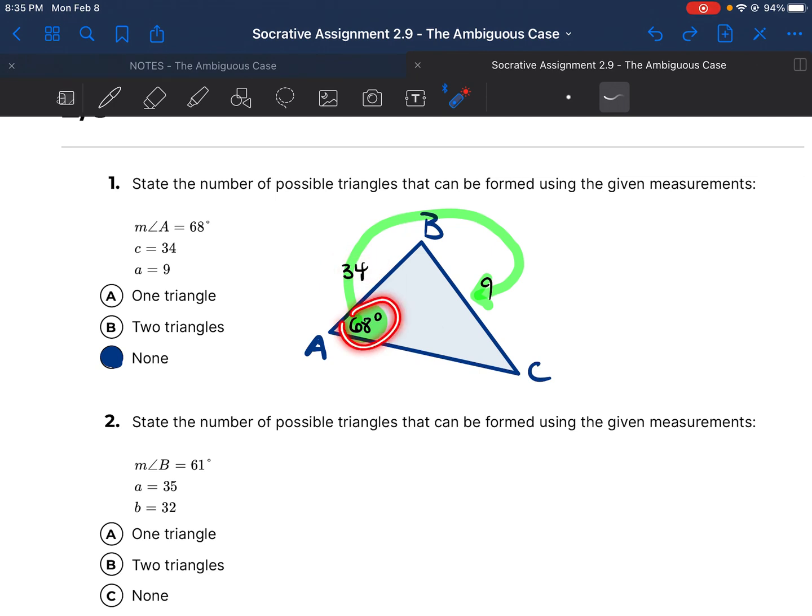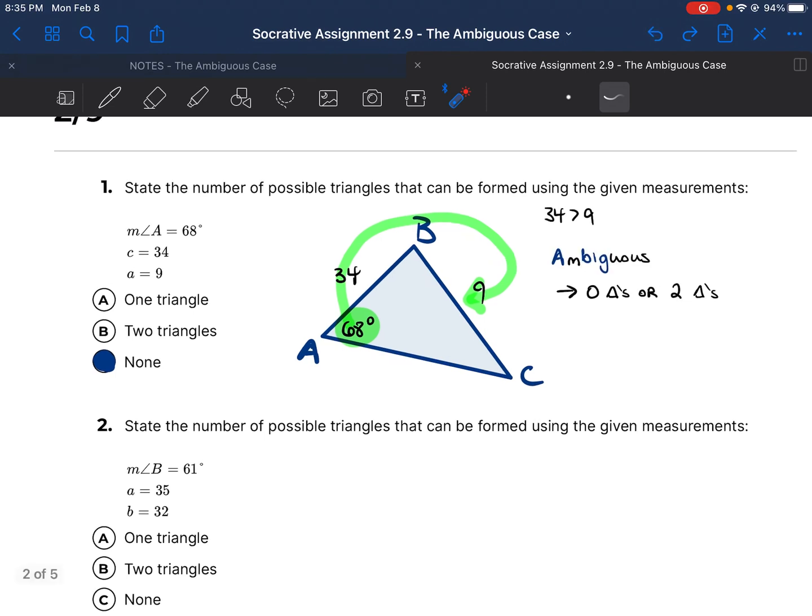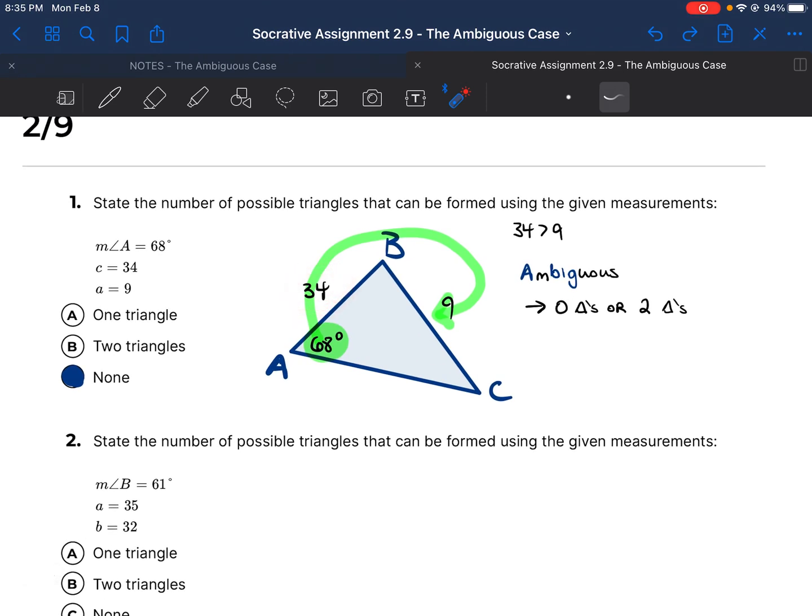And if we trace from the angle to that side across from the angle while going through the other side that's given, we can see that the other side that's given is bigger than the side across from the angle, so we fall into the ambiguous case. Ambiguous meaning there's either 0 triangles or 2 triangles. Well, let's go ahead and calculate H. Remember, H is that altitude, and we're going to calculate H because the angle given to us was an acute angle. So remember that to calculate the altitude, it's the sine of the angle you're given times the side that's not across from the angle.